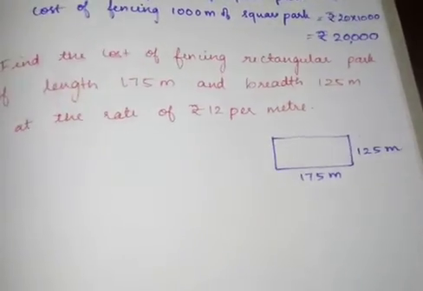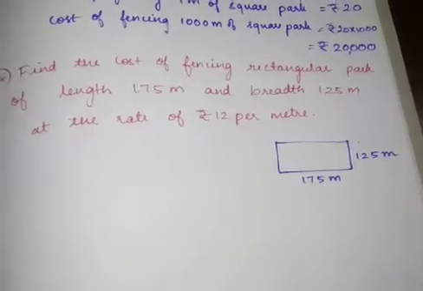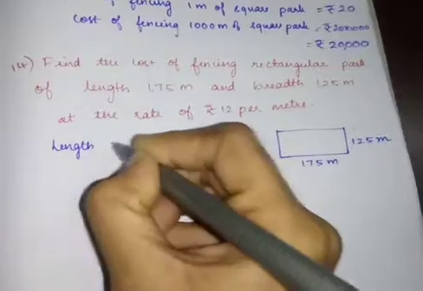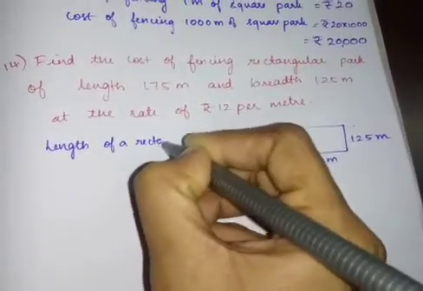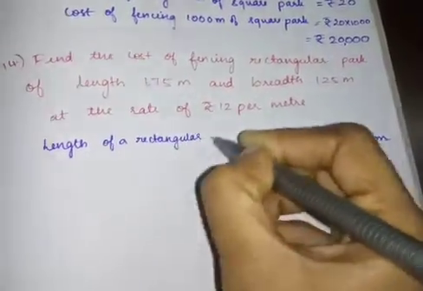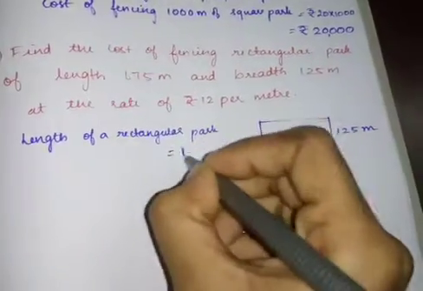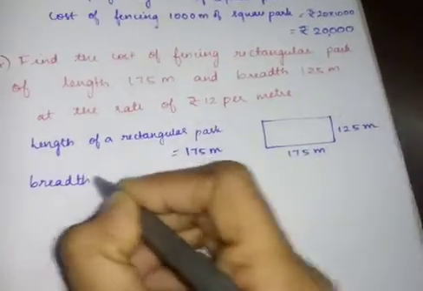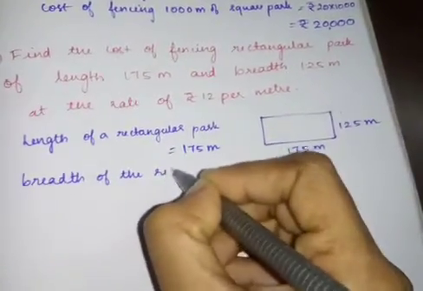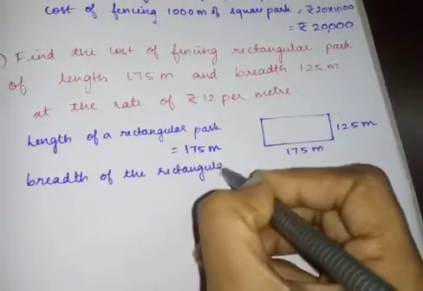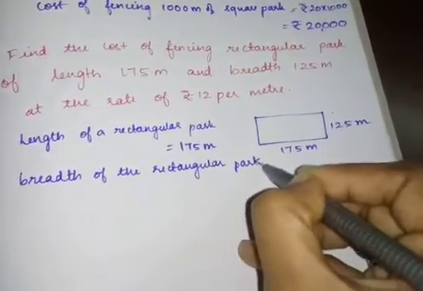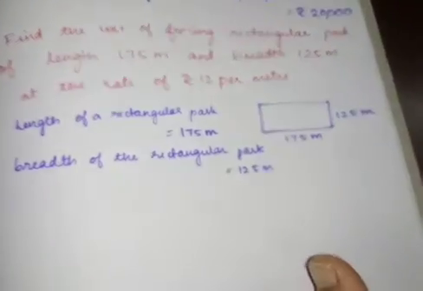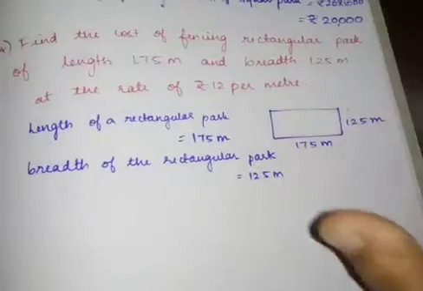As usual, when it is fencing, it is the perimeter which you should find, right? So the length of the rectangular park is what? The length of the rectangular park is 175 meter. Then the breadth of the rectangular park is how much? 125 meter. Yes, length is given and breadth is given, as usual, what is given in the question.